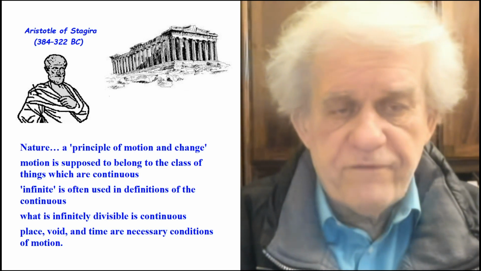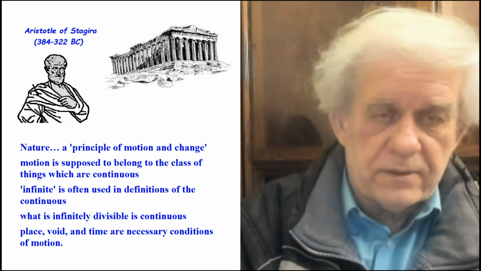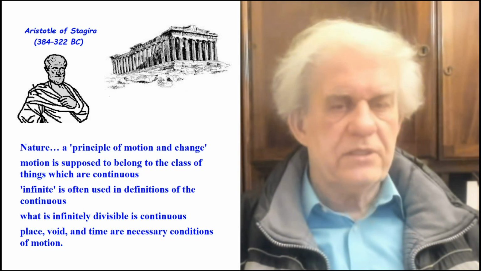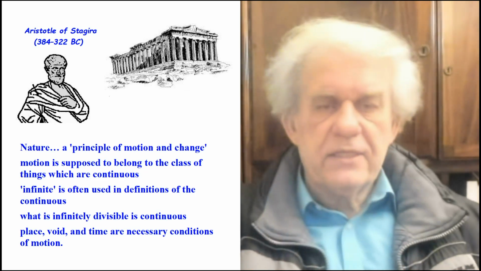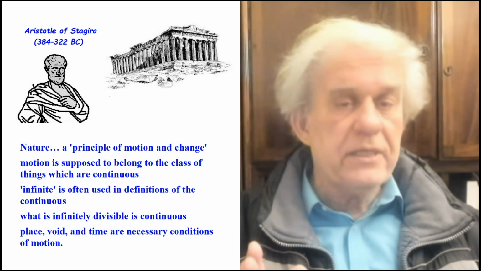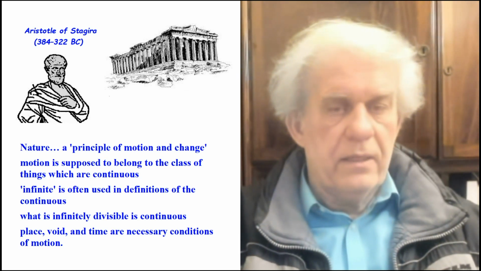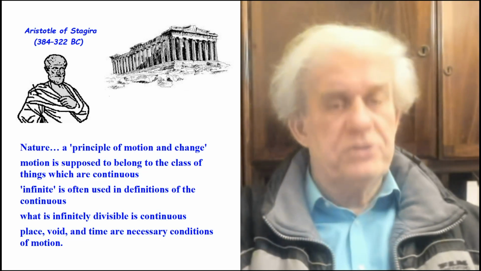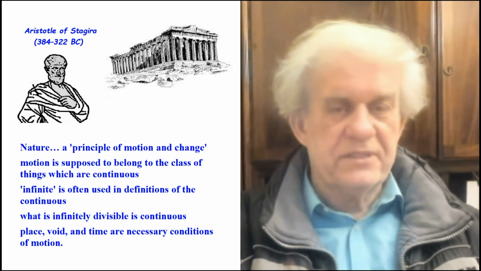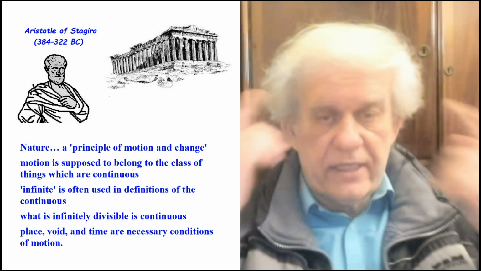Infinite is often used in definitions of the continuous. What is infinitely divisible is continuous. So he has a strange notion of what continuous is. He says continuous is what is something next to each other. So he's saying continuous is what's chopped up into pieces, especially numbers. He was thinking of numbers. So he said one next to the other, that's called continuous to him. In physics, we have a different notion. Continuous is that which is made of a single piece. But he's saying continuous is exactly the opposite, segmented or partitioned, but one is next to the other. Because again, he's thinking of numbers.